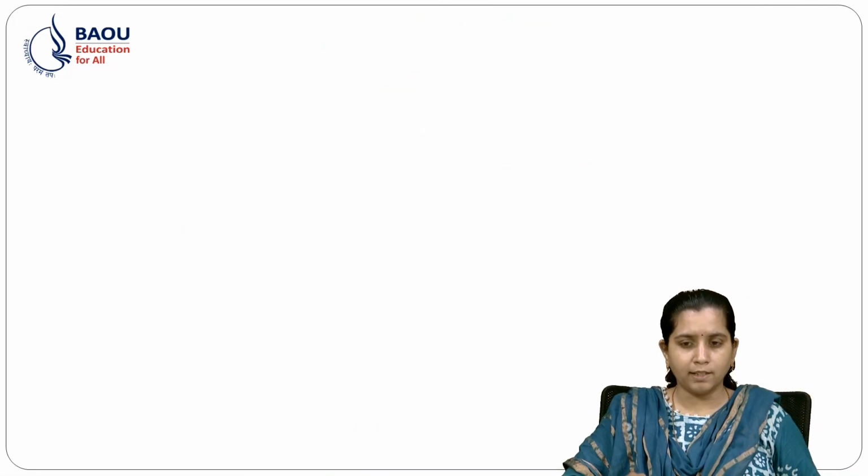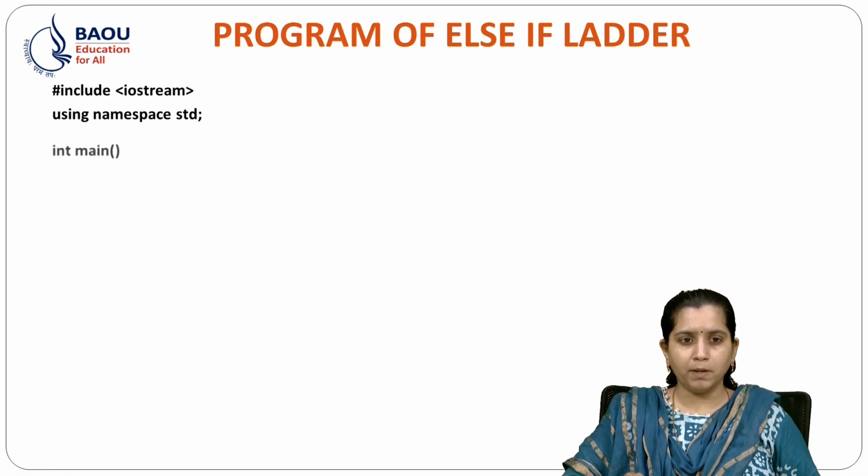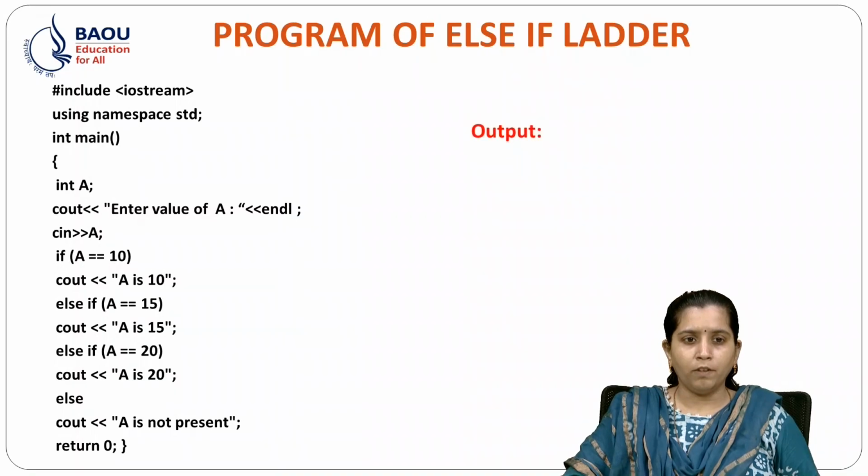So let's see one example of nested if, that is the else if ladder program. First we will include iostream, using namespace std, and int main. We will initialize one variable, that is a, and we will ask the user to enter the value of a. And if the user enters a as 10, then the first condition, that is if a is equal to 10.